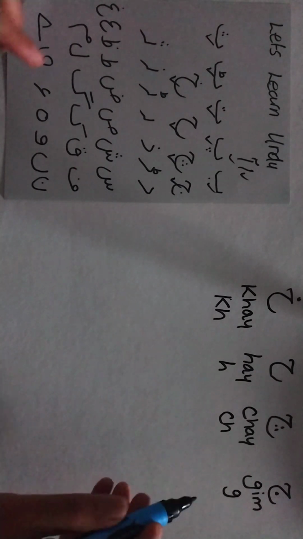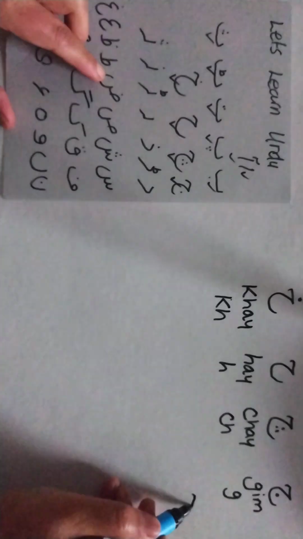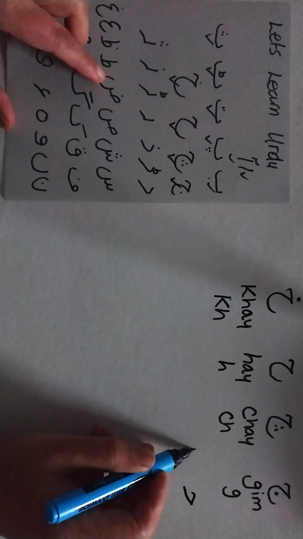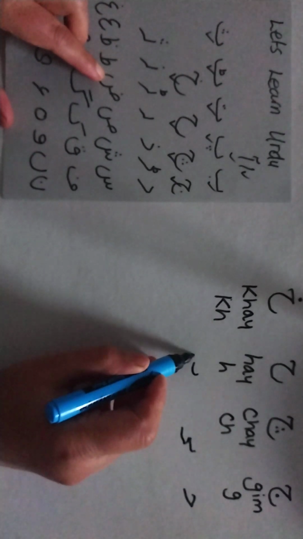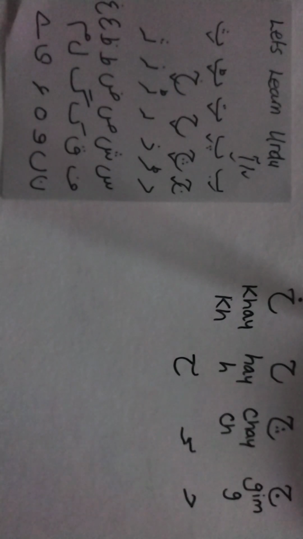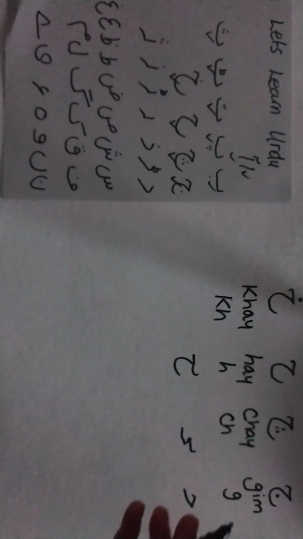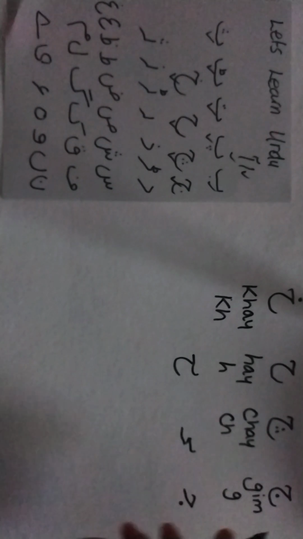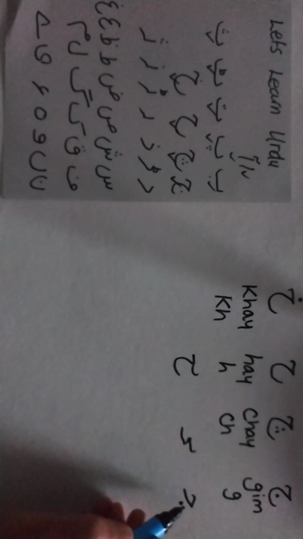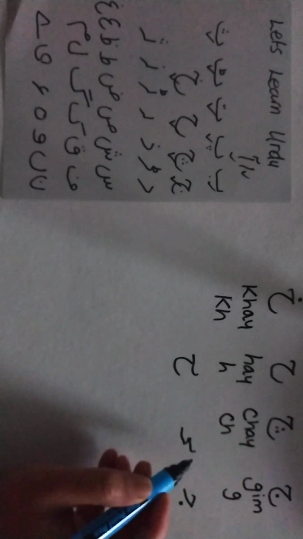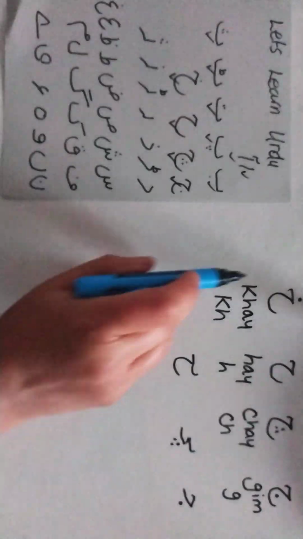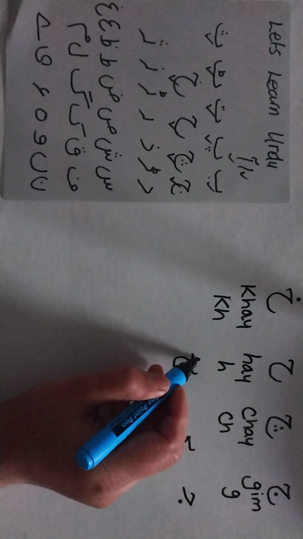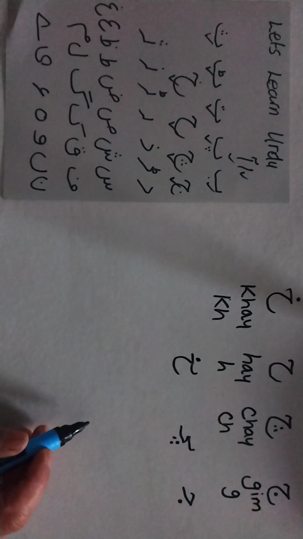They have three writing positions: in the beginning, in the middle, and at the end. To differentiate, if you are writing Jim, you put the dot at the bottom. If it's a Che, the dots are at the bottom. If Ha, no dots at all. But if you're writing a Kha, you put the dot at the top.